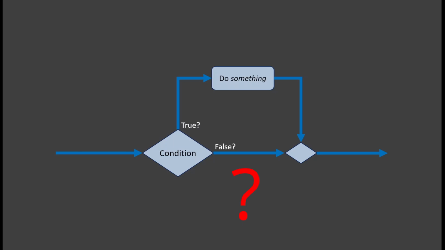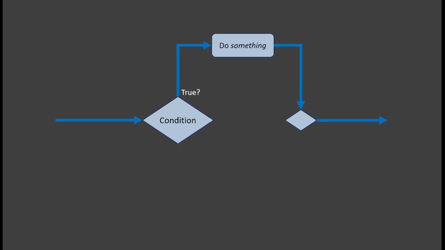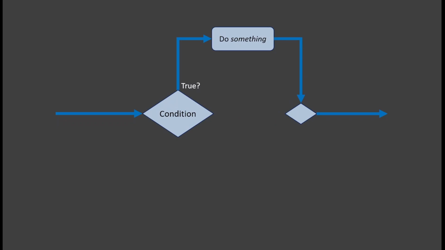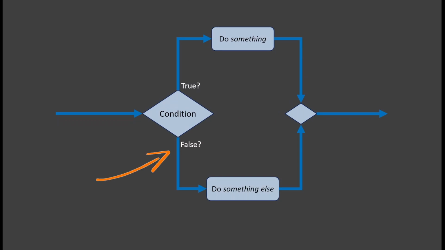What if I have two blocks of code and I want to execute one or the other, A or B? This is where the else block enters the picture. If the condition for the if statement is true, the code in its body is executed. If the condition is not true, then the code in the body of the else is executed.